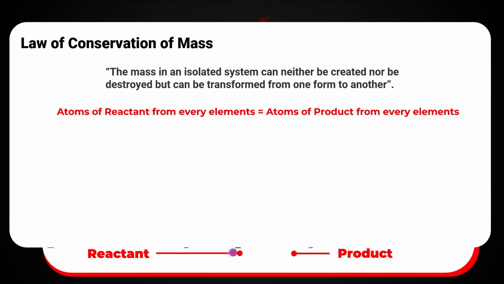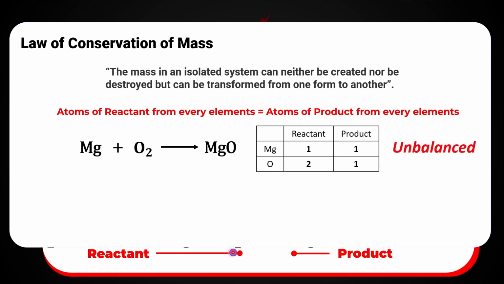So let's see the equation that we have. Here you can see that the number of Mg atoms on the reactant side is 1 and on the product side is also 1, meaning the atoms of Mg are equal on both sides. But the atoms of oxygen in the reactant is 2 and in the product is 1. It means that the atoms of oxygen are not equal, so this equation is unbalanced.